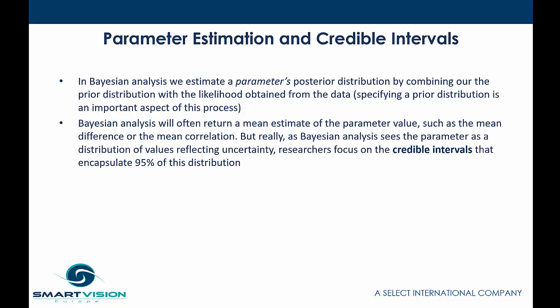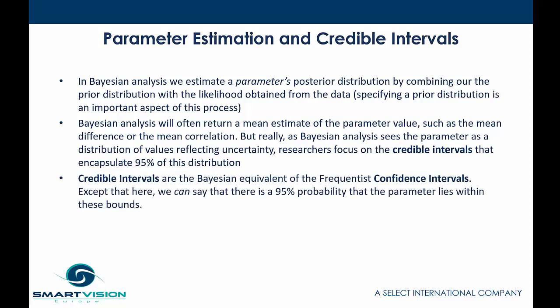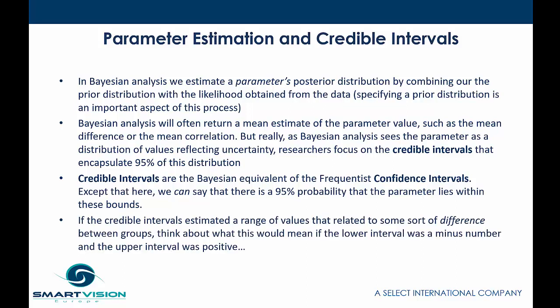Now, Bayesian analysis will often return a mean estimate of the parameter value, such as the mean difference or the mean correlation, but really, as Bayesian analysis sees the parameter as a distribution of values reflecting uncertainty, researchers tend to focus on what are called the credible intervals that encapsulate 95% of this distribution. Credible intervals are the Bayesian equivalent of the frequentist confidence intervals, except that here we can say there's a 95% probability that the parameter lies within these bounds.